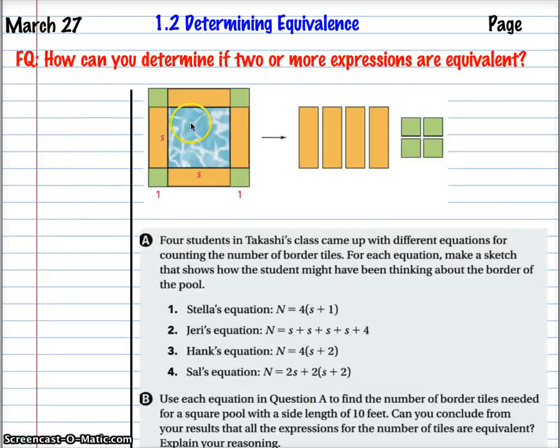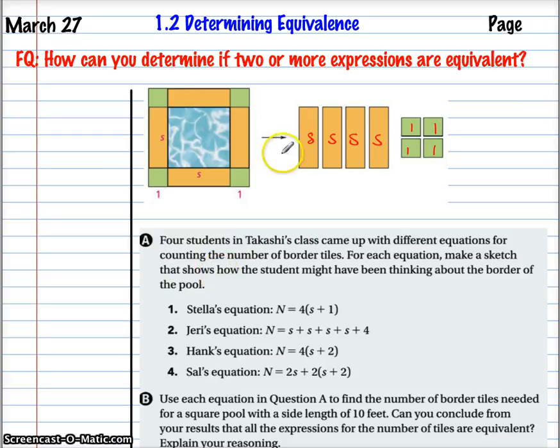Okay, 1.2, determine equivalence. Again, your focus question and your title. Do a quick drawing, just a real quick sketch. This is using tiles, and these are algebra tiles. These are using tiles to write out each statement. So S is going to be represented by this, and these 1 squares, a 1 by 1, is going to be represented by these greens. So let's label those. This is an S, this is an S, this is an S, S, and this is a 1, 1, 1, and 1.